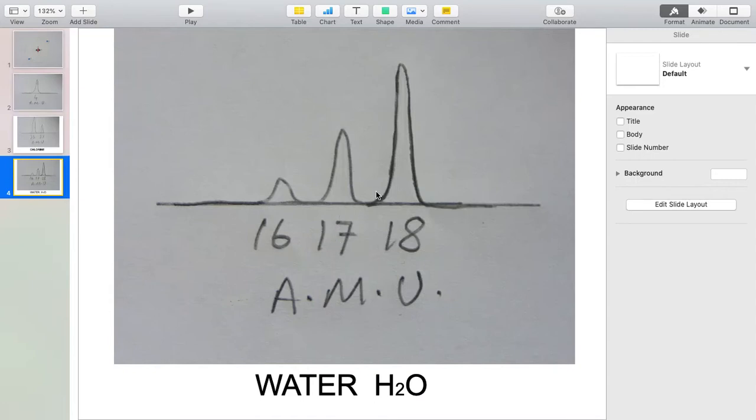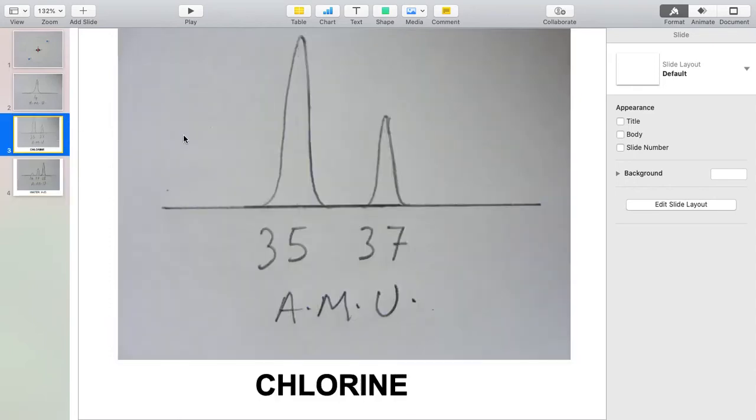Now it's important to understand the distinction between this and the mass spectrum of chlorine. This is a fingerprint of water that's been caused by the mass spectrometer breaking up the molecule in a predictable way. In the case of chlorine, this is something different. It's not something that's been broken up. These are two different isotopes of chlorine that naturally occur.